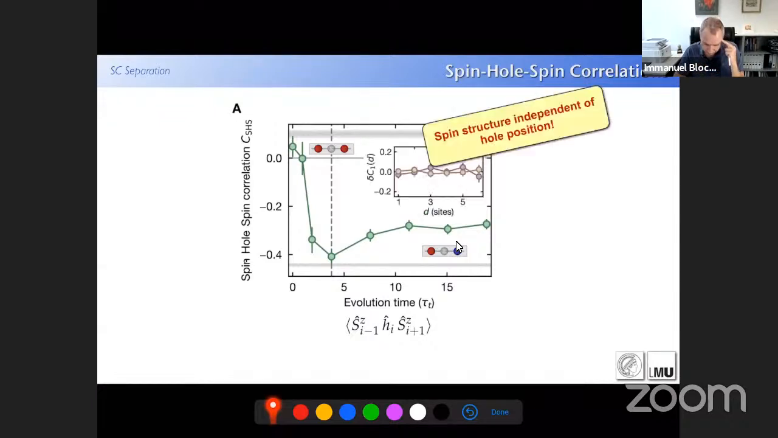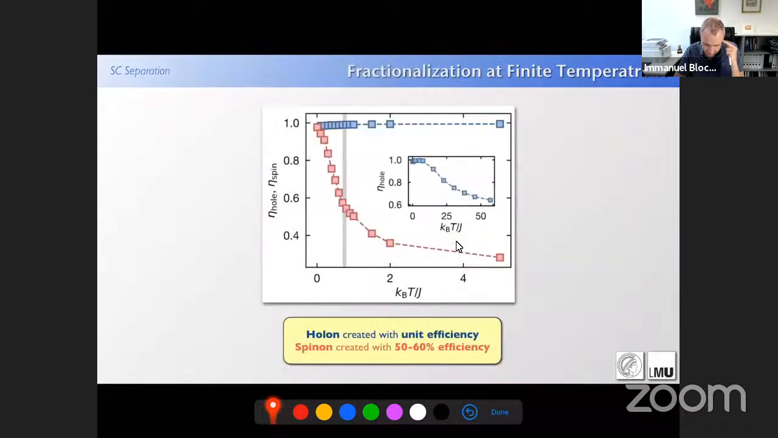Okay, maybe one final thing. We are doing this all at finite temperature. We're not at 0 temperature. So how do we have to think about that at finite temperatures? Well, let me first say at 0 temperature, the fractionalization is perfect in the following sense: whenever you create this, shoot out a particle, you remove a particle or you inject a particle, you always get exactly one spinon and exactly one holon. So fractionalization into the two constituents is perfect.